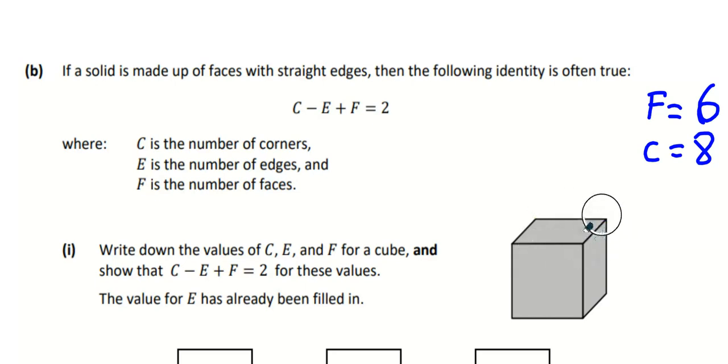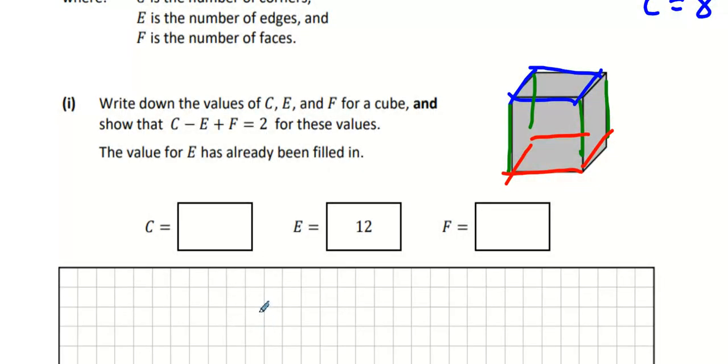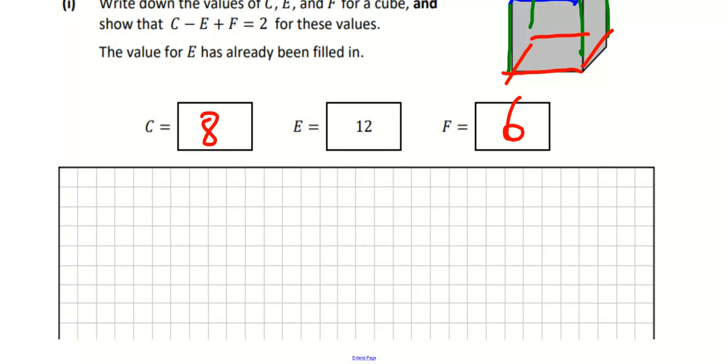And what's E? Edges. So edges will be 1, 2, 3, 4, 5, 6, 7, 8. And then on the bottom, 9, 10, 11, 12 edges. So 8, take away 12, plus 6. Is 8 take away 12 plus 6 2? It is. 8, 12, 6. Okay, and it works. The formula does work. You all good? Right, what's the next part?